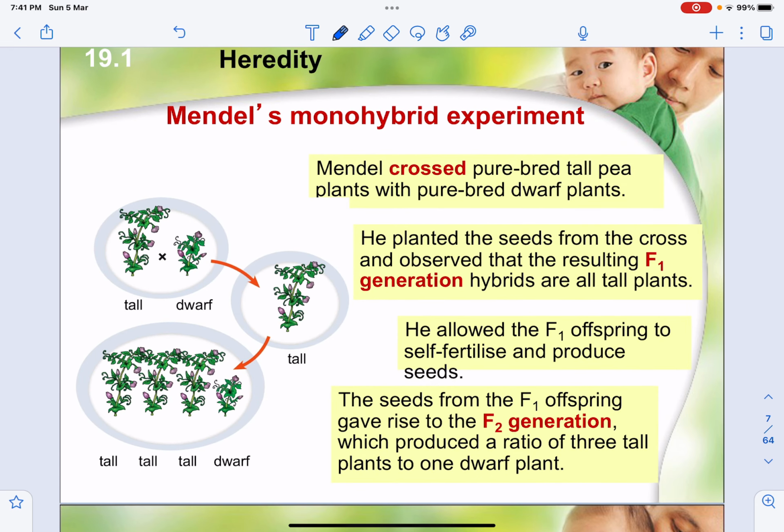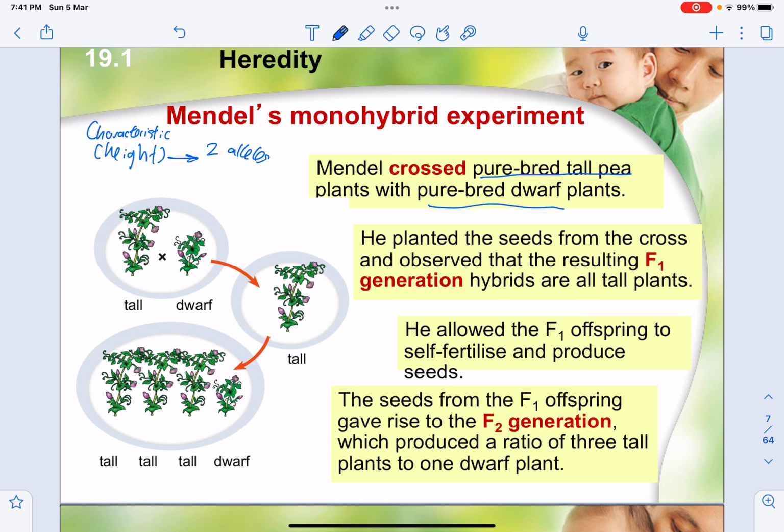So what he did was he actually crossed between purebred tall peas and purebred dwarf peas. So in this case, right, we could see that for any characteristic, okay, in this case we are talking about height, it is usually made up of two alleles.